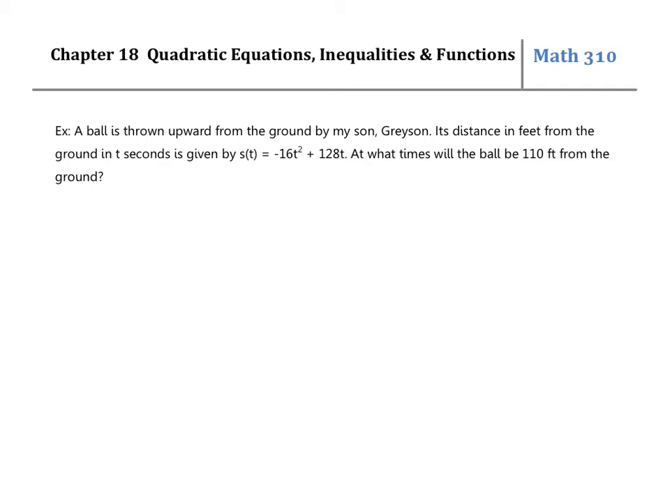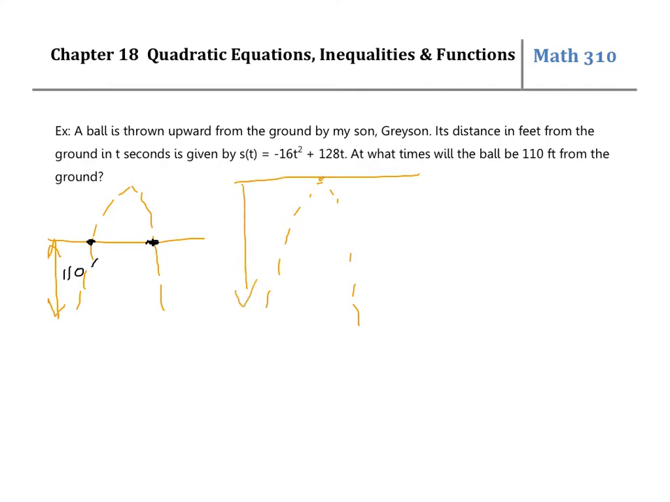So let's picture what we're doing. Grayson's launching this ball, and we want to know, when will it be 110 feet from the ground? This could have one of two situations. One is that this is 110 feet, somewhere like this. And so there would be 2 times where it would cross 110 feet. The other situation is that this could be 110 feet, in which case there will only be one time because it's the peak.